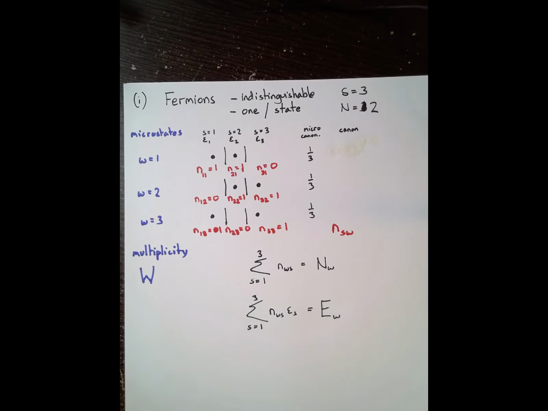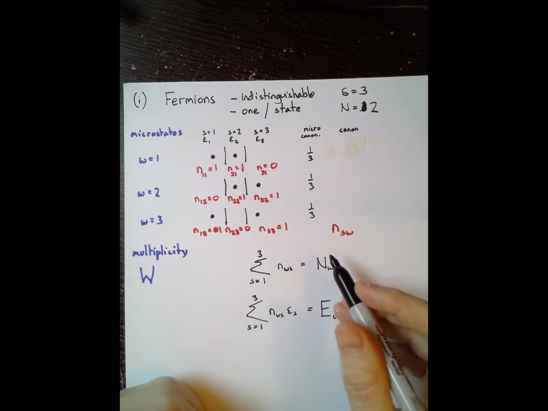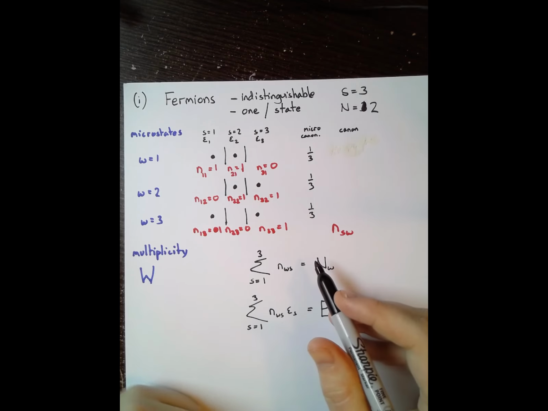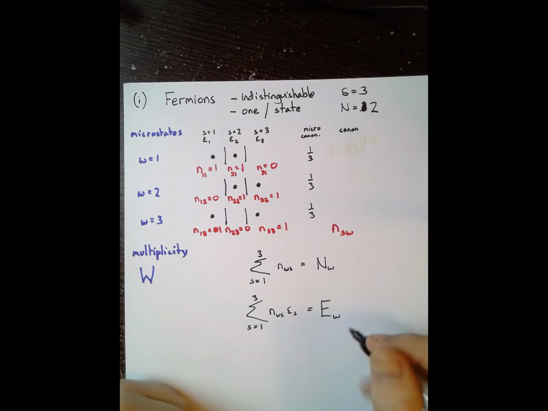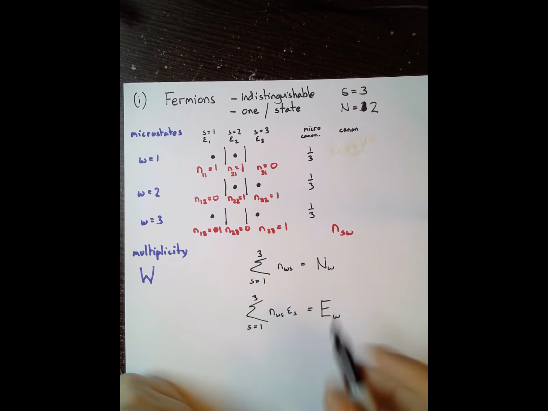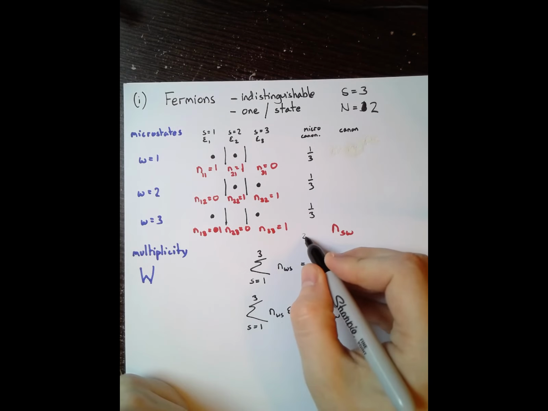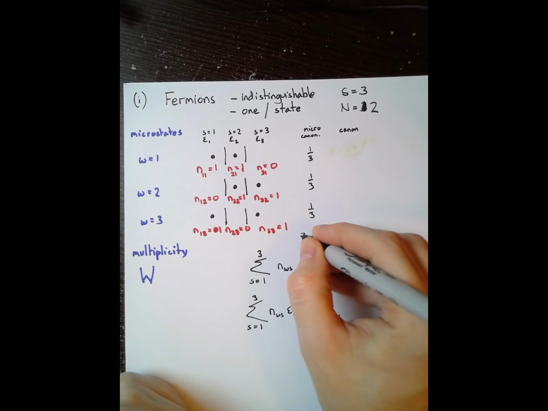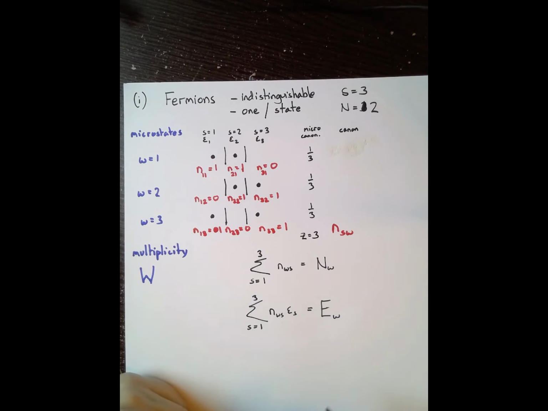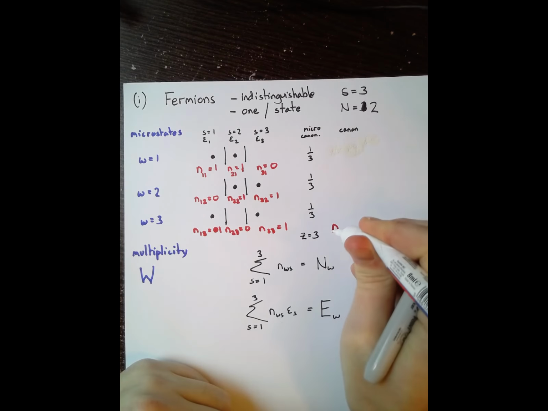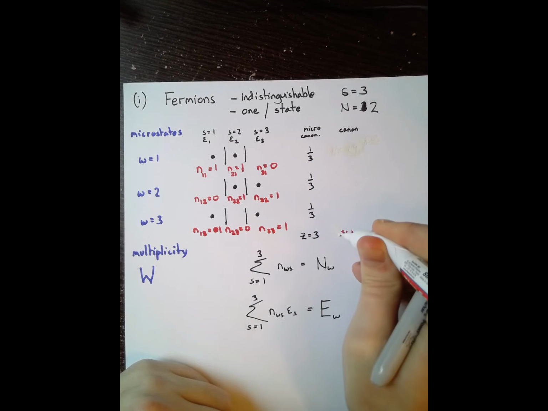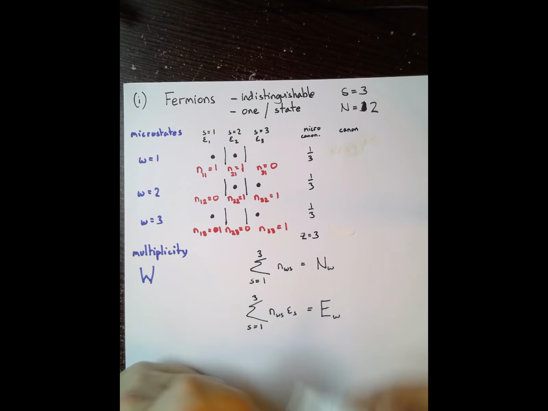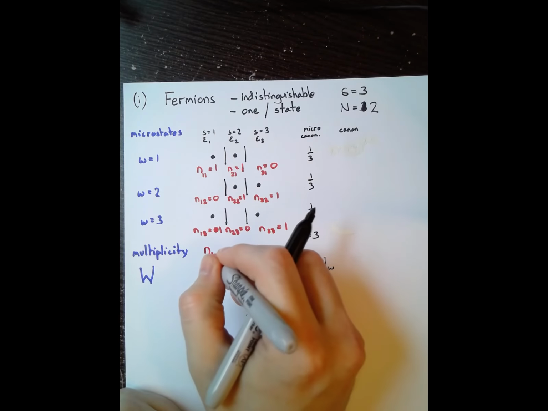And what we call the partition function in the microcanonical ensemble is just the multiplicity itself, or 3 in this case. Now, let me just move this to make room. Write that over here as a reminder of the labeling.